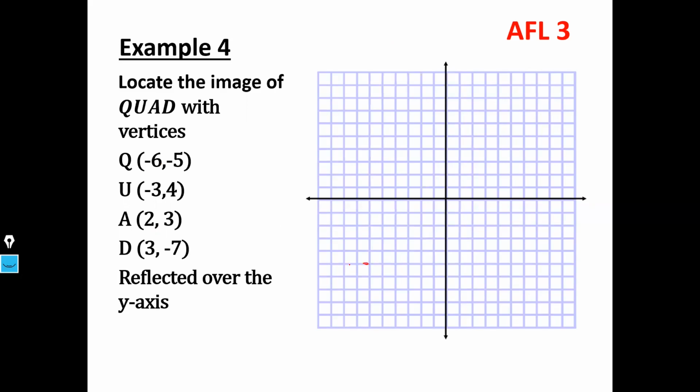This is Q. Then U is (-3, 4): 1, 2, 3, then 1, 2, 3, and 4. This one is U. Then we have A (2, 3): 1, 2, then 1, 2, 3. This one is A. Then D is (3, -7). So here 3, then 1, 2, 3, 4, 5, 6, 7. So this is your D. Now we join the original shape, or the pre-image, all the coordinates with each other. It will make a quadrilateral.